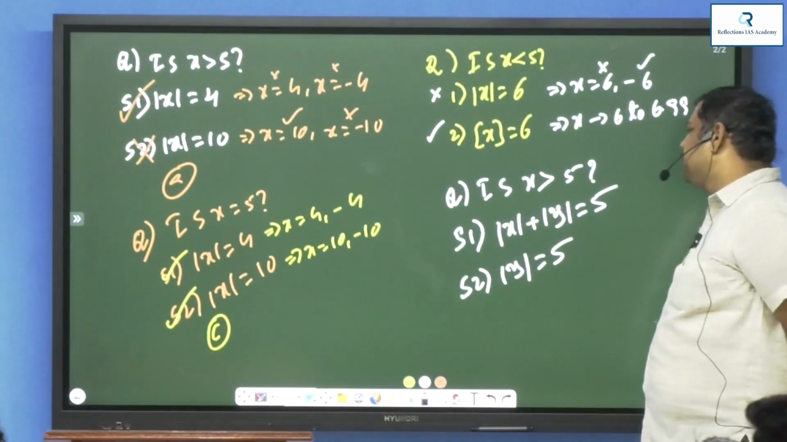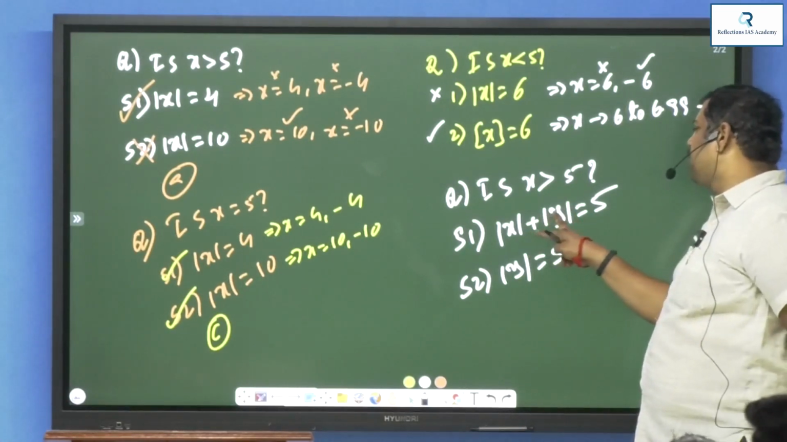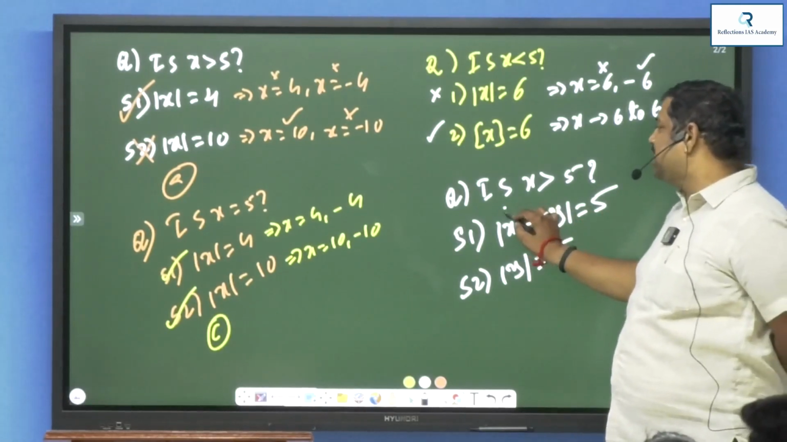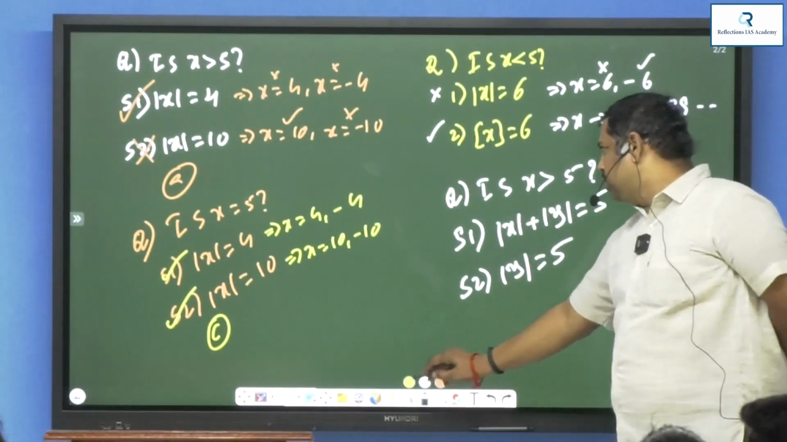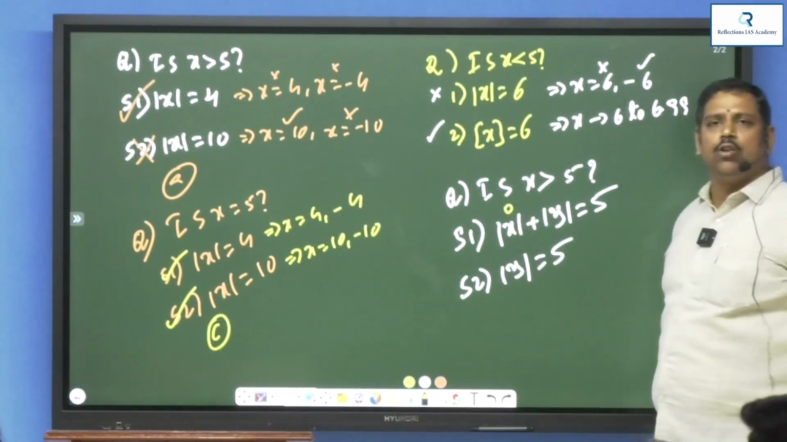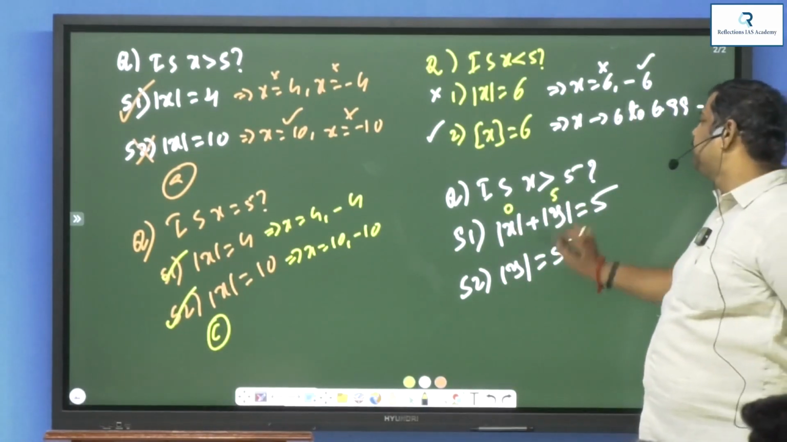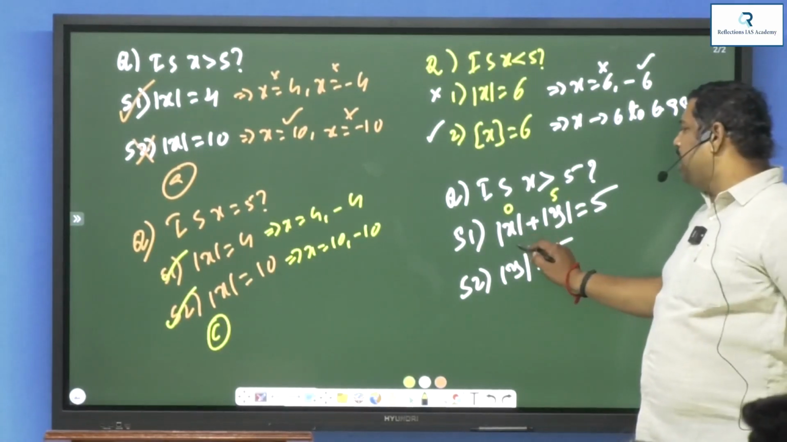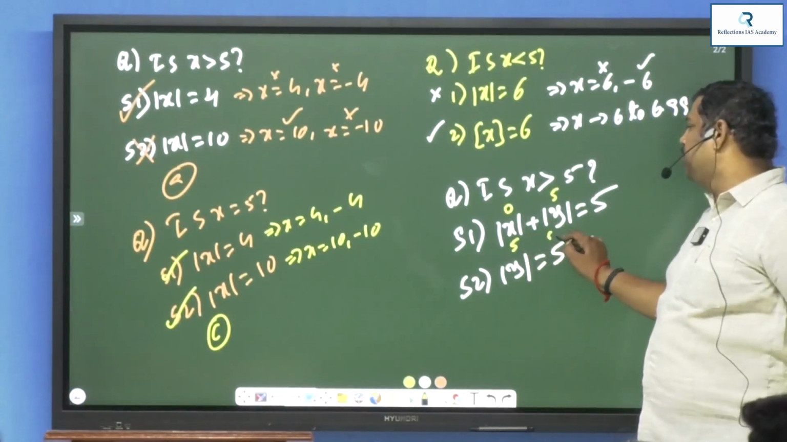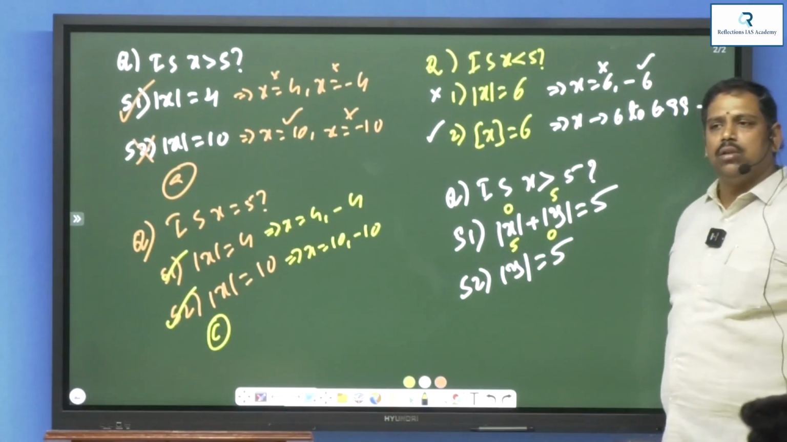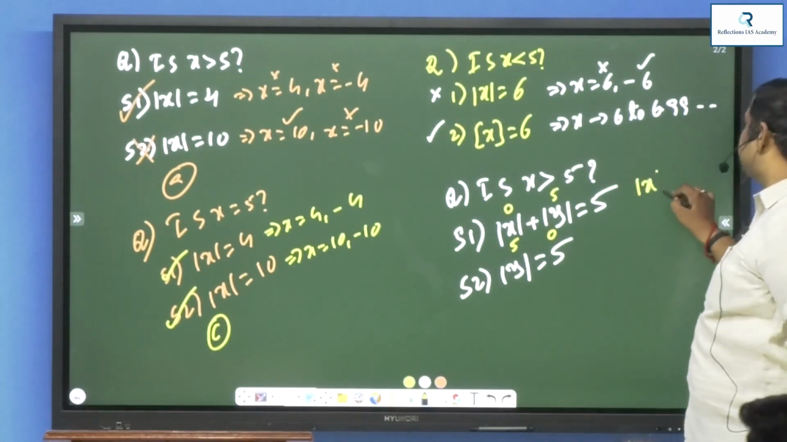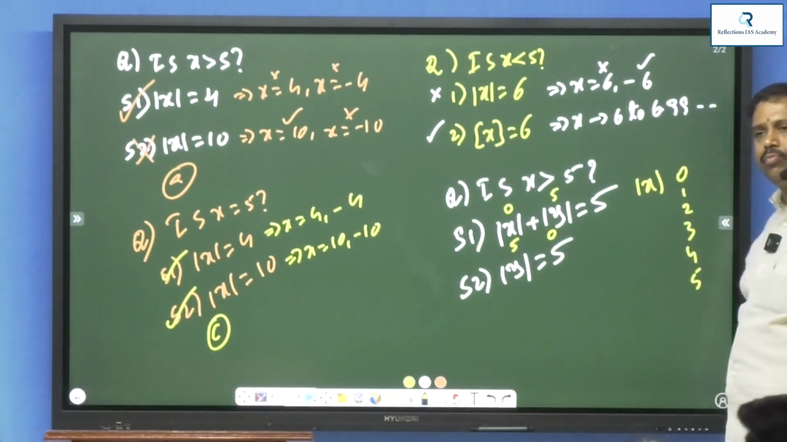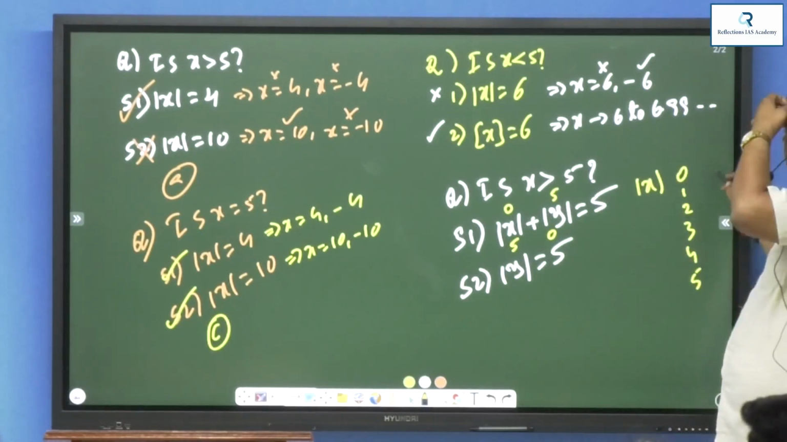So two positive numbers, if you are adding, you are getting 5. Means the highest value that mod x can take is 5 and mod y takes is 0. Extremes I am taking. The highest value mod x takes is 5 and the minimum value mod y takes is 0, right? Means can I say that mod x ranges from 0, 1, 2, 3, 4, 5. Yes or no? When mod x is equal to 0, x value is how much?